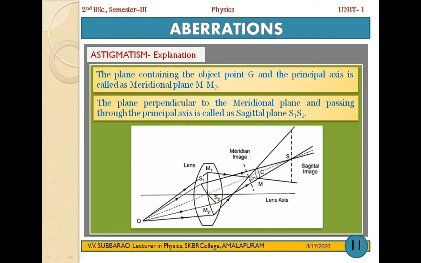That means if we place a screen at M, the image will be horizontally stretched, and if we place a screen at S, the image will be vertically stretched. If we move the screen between M and S, then the image looks like a point-size image at C. This point is called the circle of least confusion, and it is the nearest approach to finding the point-size image.